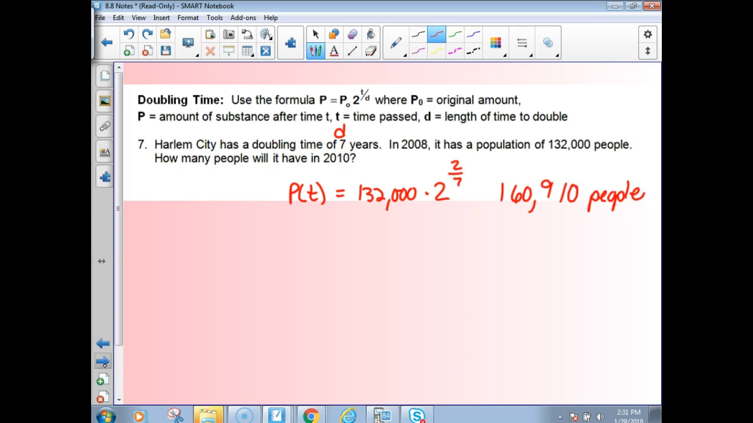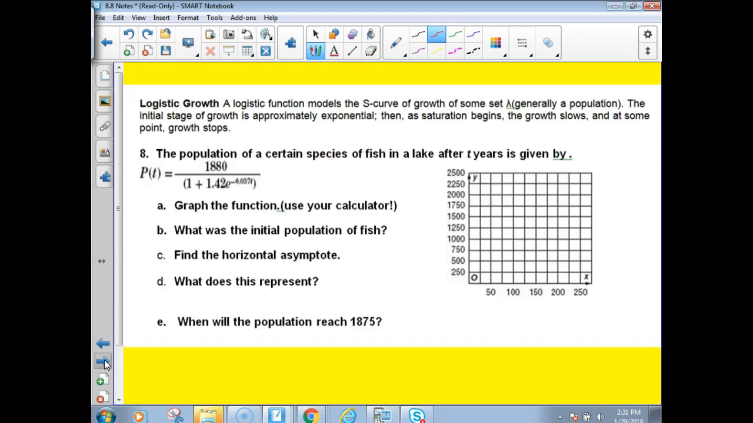Okay, this next question is quite important. It will appear on your test. Not only that, it's one of the most missed questions on your unit test because of people not doing the homework. All right, logistic growth. Let me ask you a question before I start this problem.